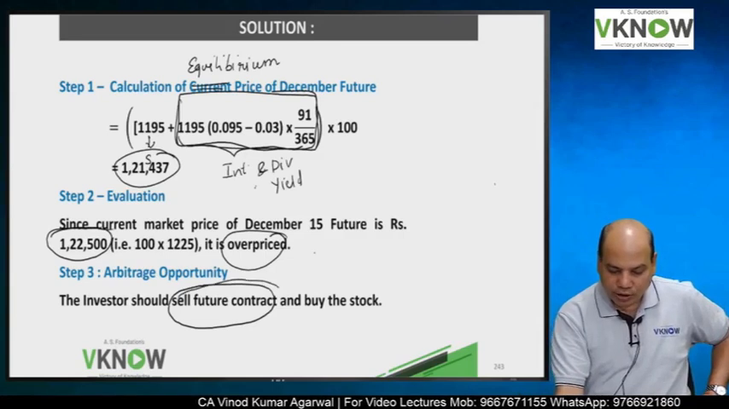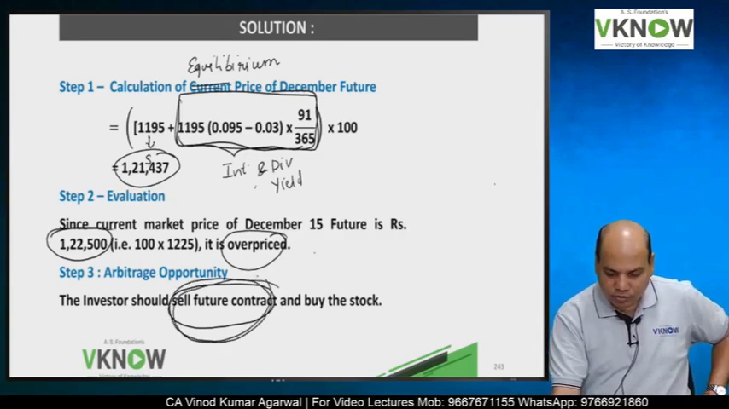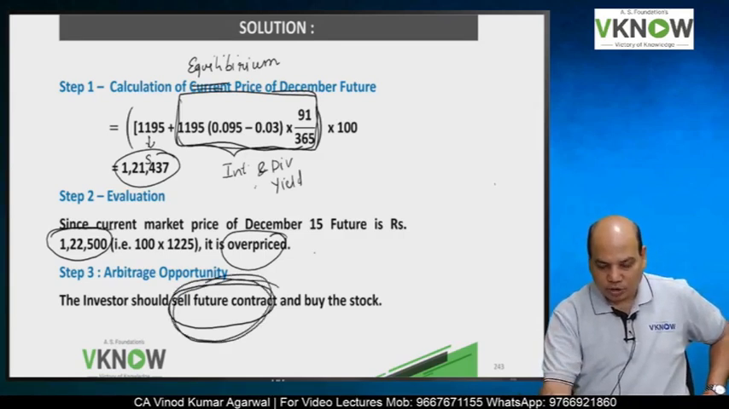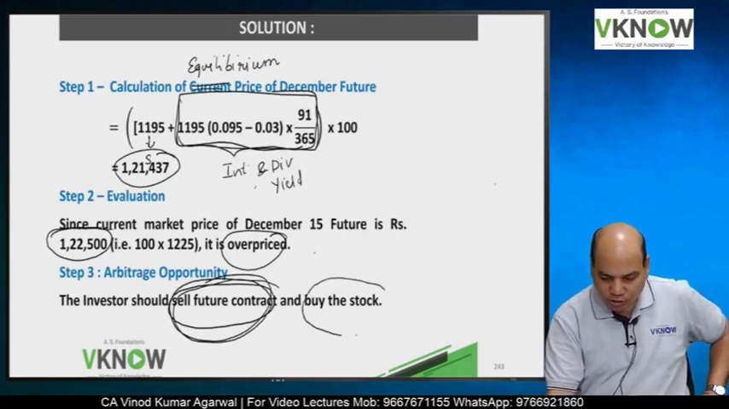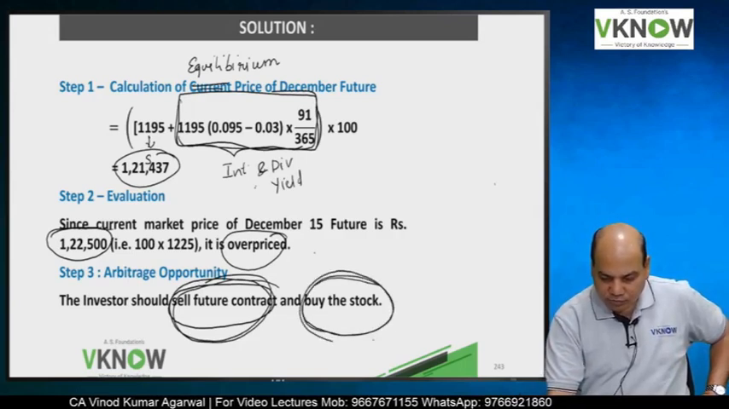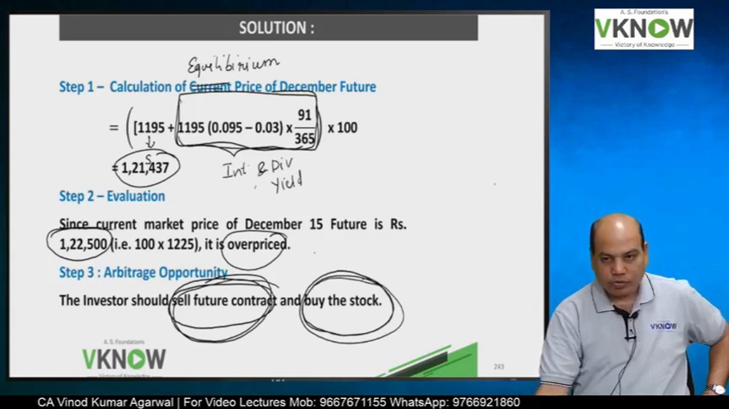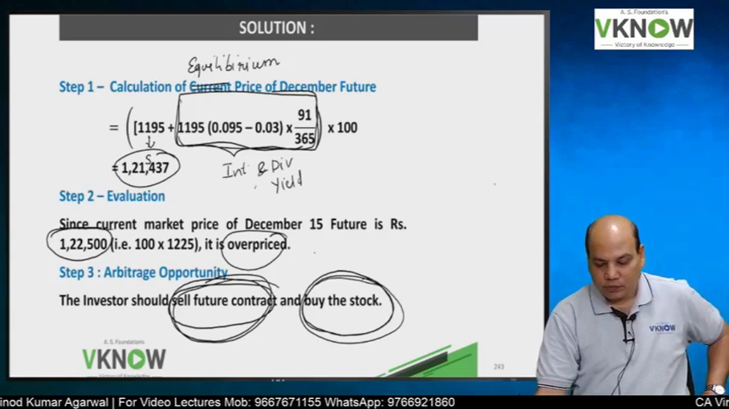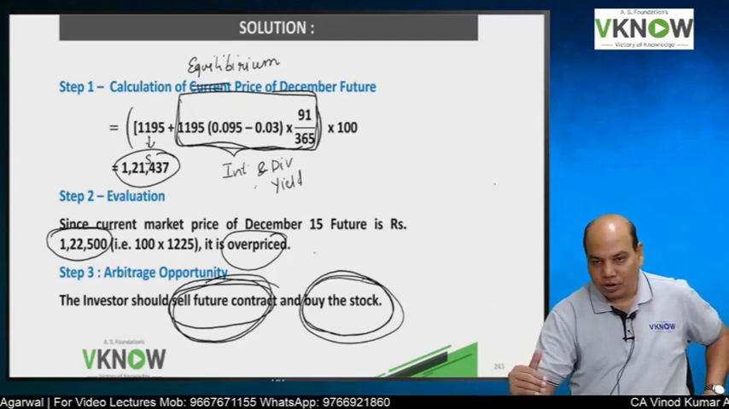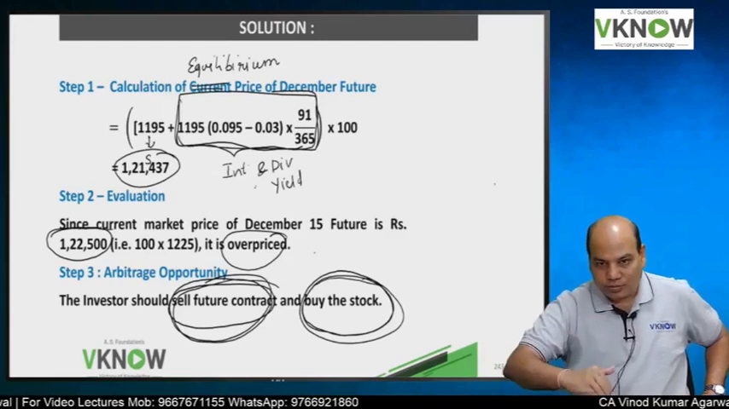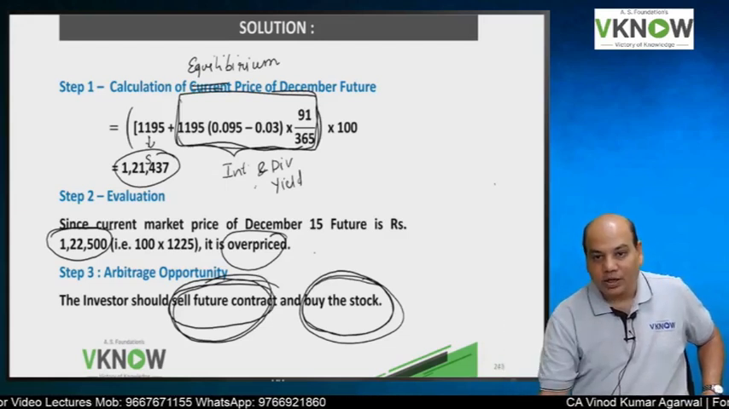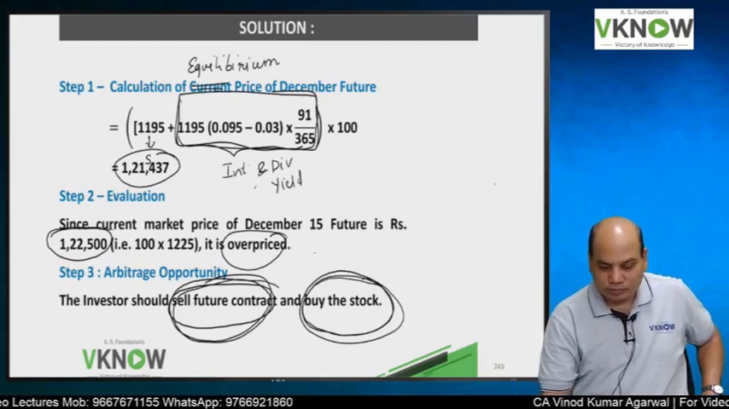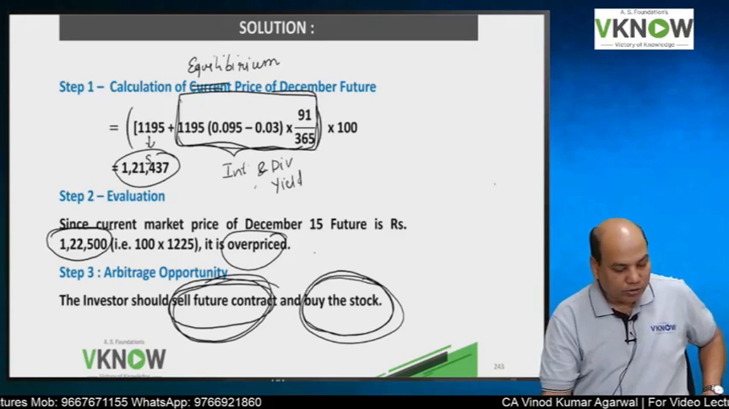Only selling the future contract will not be enough, because in order to create an arbitrage opportunity, you have to ensure that irrespective of whether the price goes up or goes down, you should be able to make a profit. If you only sell the future and the price goes up, you will lose. But if you buy the stock also, the loss in the future will be compensated by the gain in the stock. So is arbitrage possible? The answer is yes.